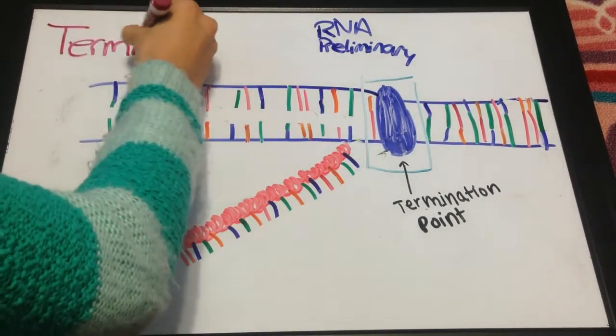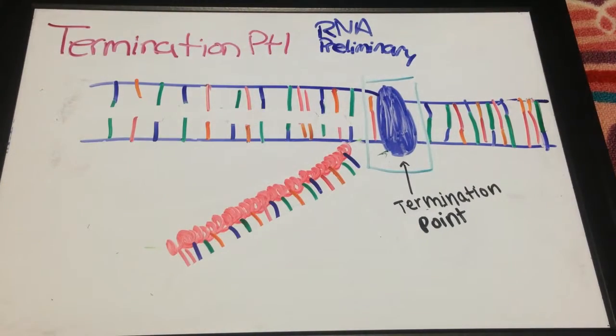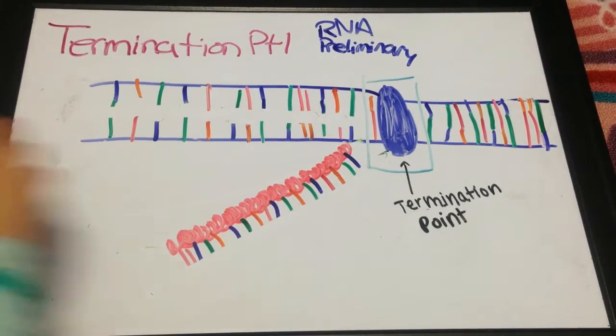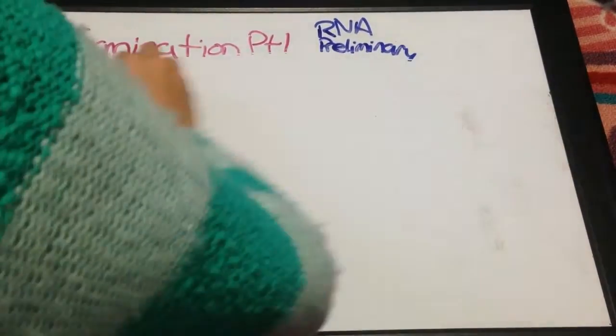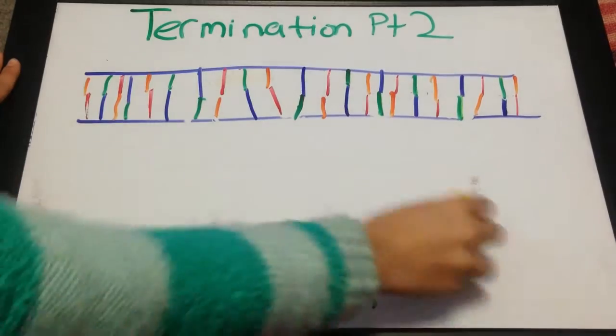The last step is called termination. The process stops when RNA polymerase reaches the termination point. The open DNA bubble closes up and the mRNA detaches from the DNA. The mRNA is a copy or transcript of the genetic information in the gene. The mRNA can now go outside the nucleus to deliver the message to the ribosome and begin the next process of protein synthesis, translation.